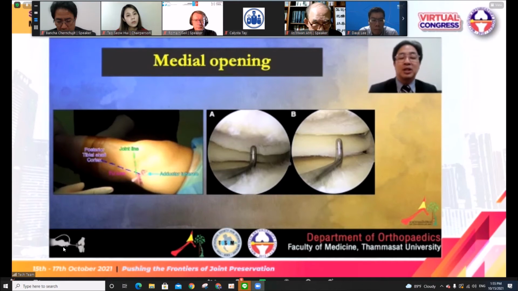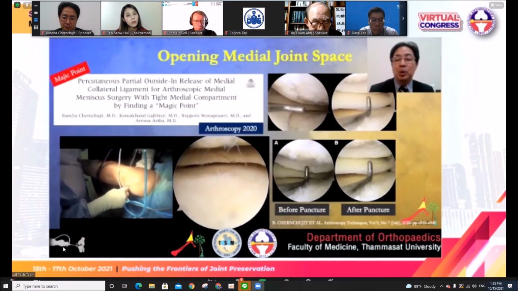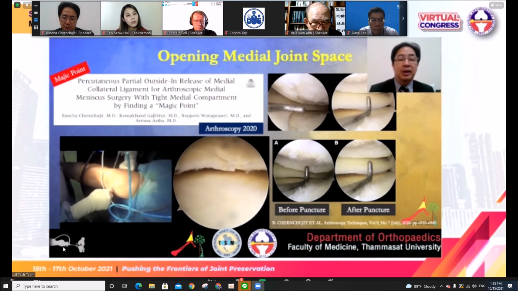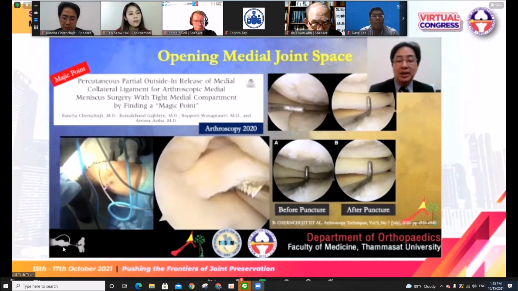The medial joint space is always very tight during the surgery. This is a big problem during the surgery. I propose a technique to open the medial compartment, which we call magic point release. The landmark is 1.2 centimeters above the joint line, connecting to the adductor tubercle.